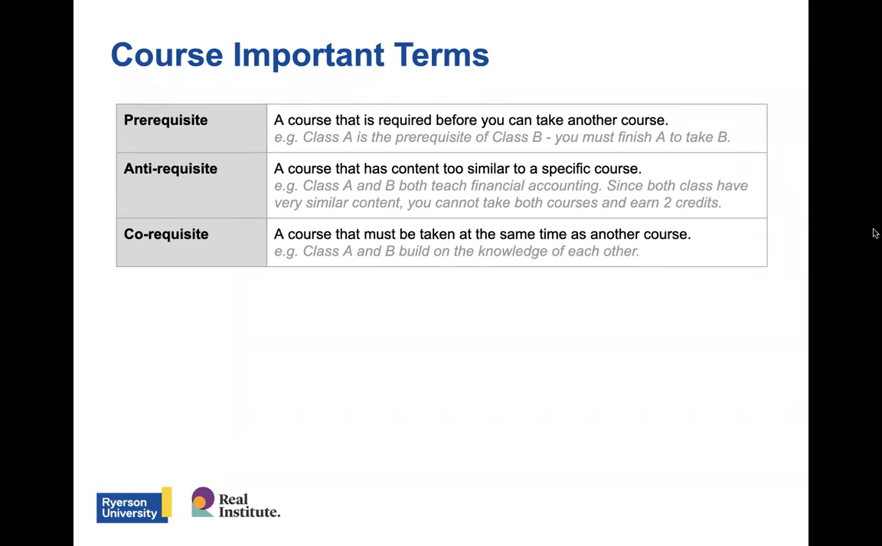And co-requisite, a course that must be taken the same time as another course. You won't run into this too often, but sometimes you have class A and B that need to be enrolled together because they build on each other's course content.